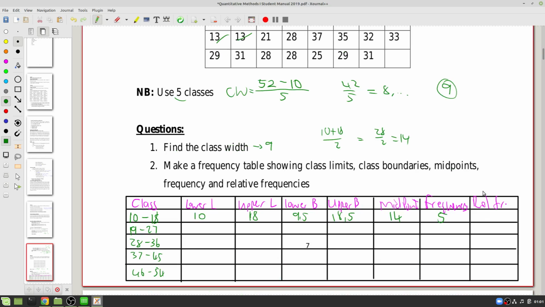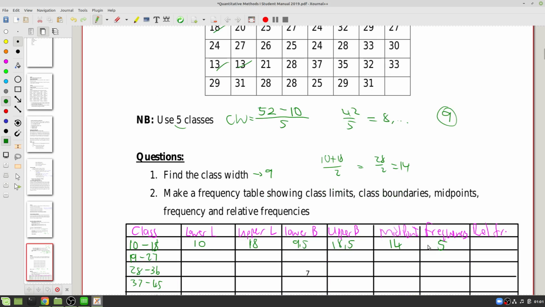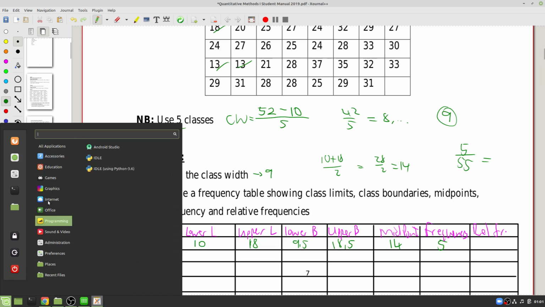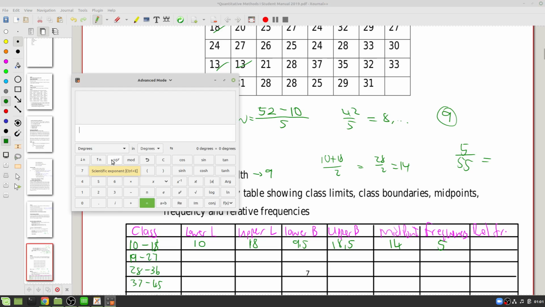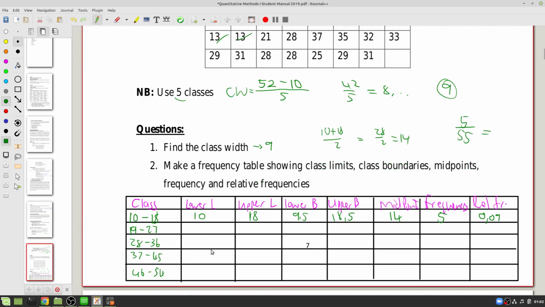And our relative frequency, so we know there's a total of 55 models. So our relative frequency is our frequency divided by the total. So 5 divided by 55, I want to get my calculator out here. So 5 divided by 55, that gives us 0.09. Alright, let me just do one more of these. I'm not going to do all of them because that's going to take a little bit too long, but I think you get the idea.